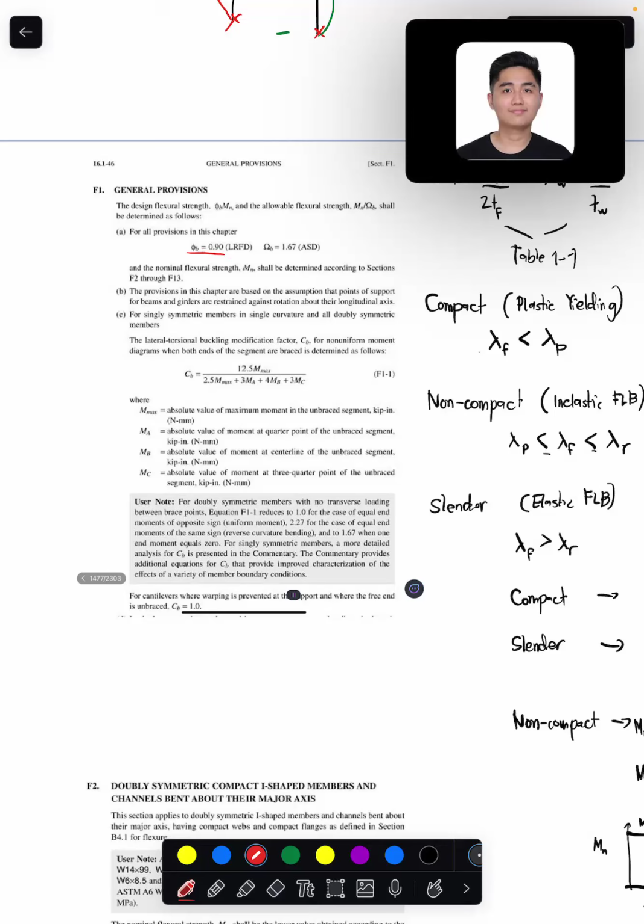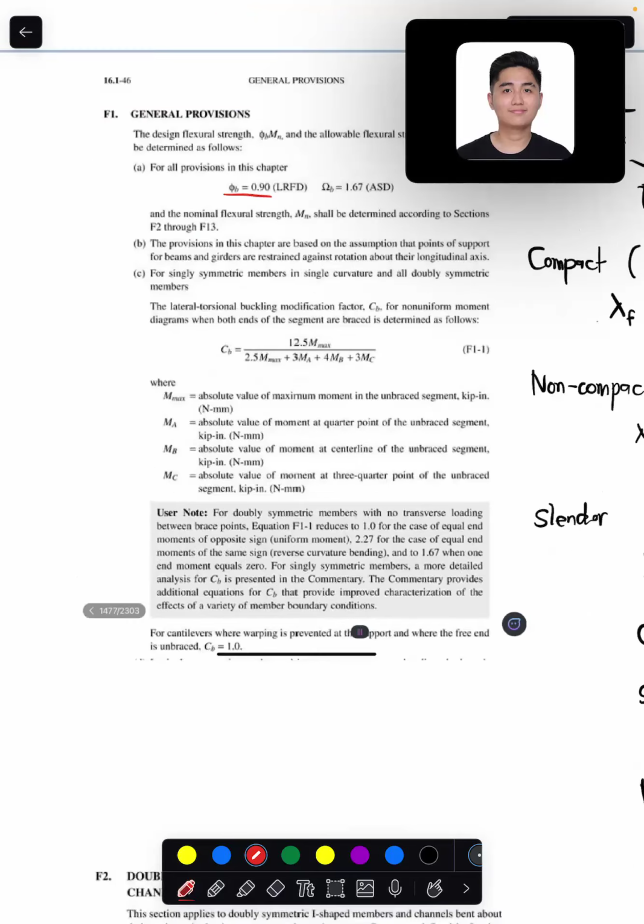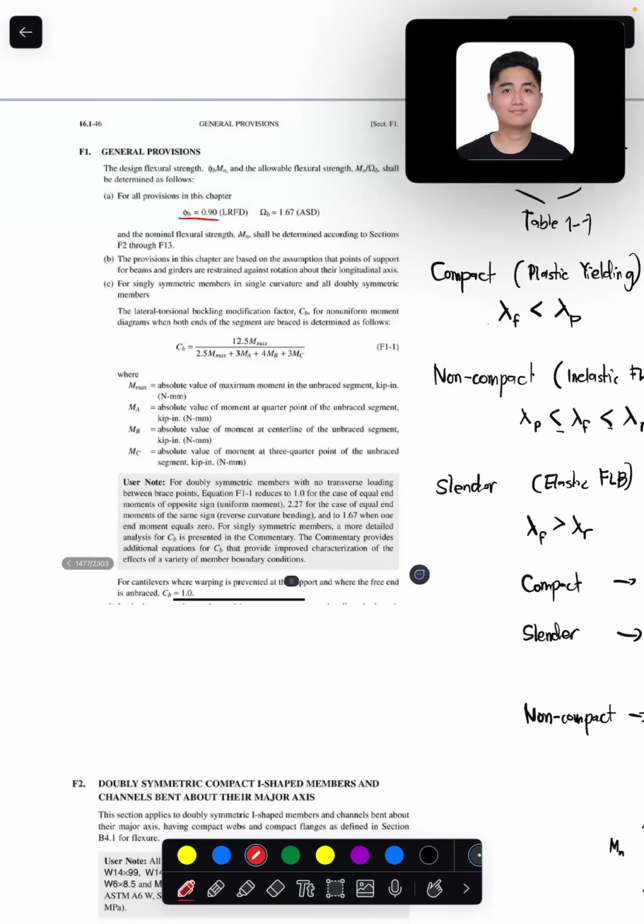pwedeng mangyari pareho yung flange local buckling at saka yung lateral torsional buckling. Pwedeng mangyari siya in such way na, yes, kahit na walang lateral support throughout, then madedetermine mo na dahil slender halimbawa yung cross section mo, pwedeng mauna si flange local buckling kaysa kay lateral torsional buckling. Such instances can happen. So how do we compute for the lateral torsional buckling?